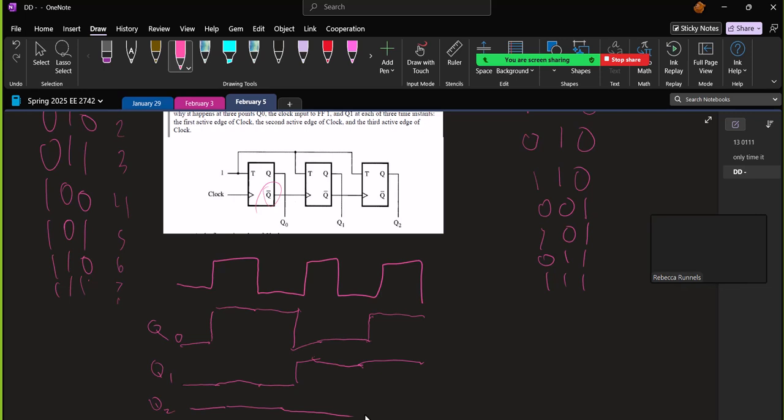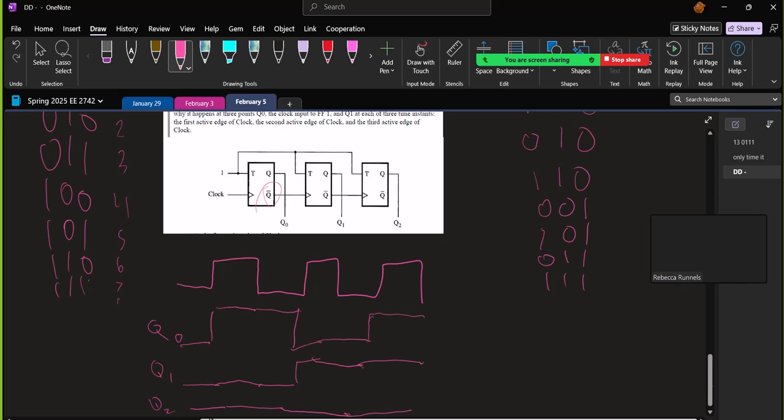Right. Okay, and did Q2 change? Let's see. Its clock is the not of Q1. Did its clock change? No. So it's going to stay.